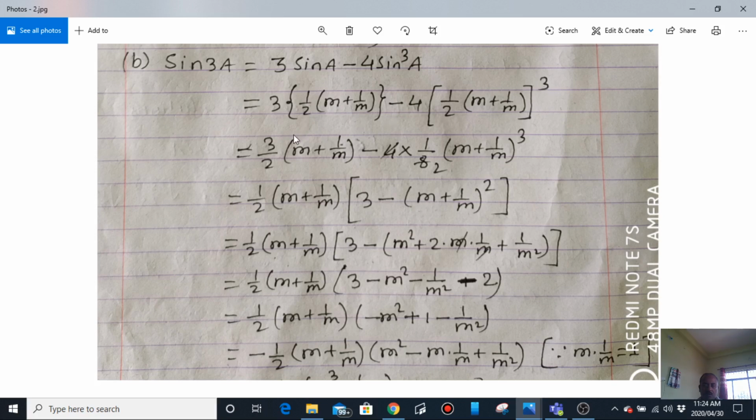Now 3 into 1 by 2 is 3 by 2, m plus 1 by m, minus 1 by 2 whole cube will become 1 by 8. So 4 into 1 by 8 is 1 by 2. There another bracket m plus 1 by m whole cube. We have not expanded yet.